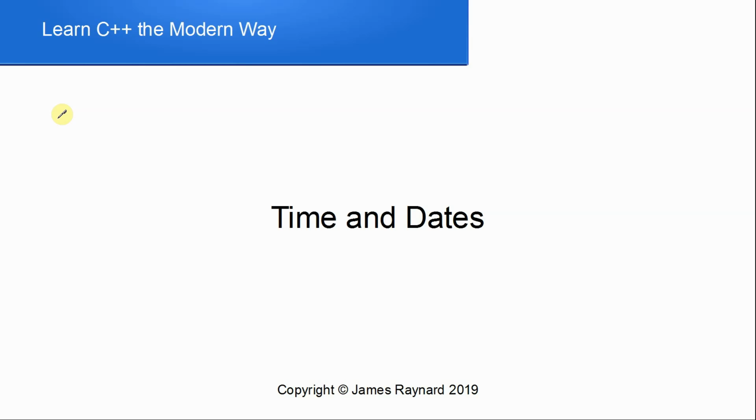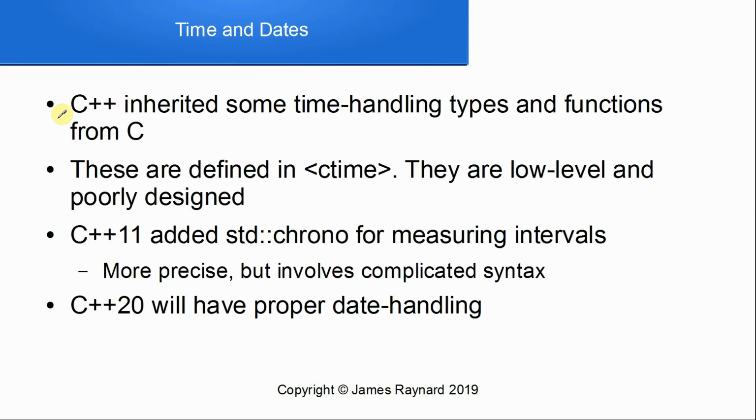Hello, and in this video we're going to look at how to work with time and dates in C++. Unfortunately, C++ doesn't really give us much, just some types and functions which were inherited from C and were done pretty early in the C language. These functions are low level, not very well defined. We can access them by including the CTime standard compatibility header.